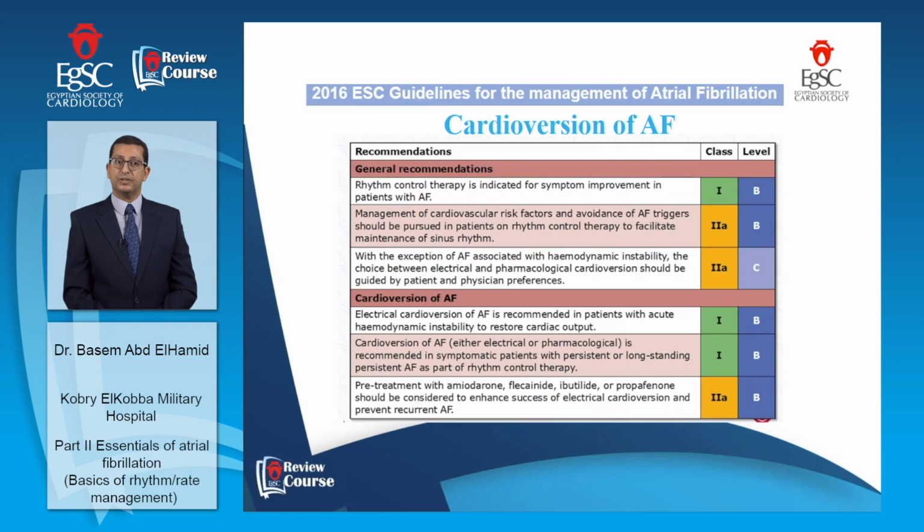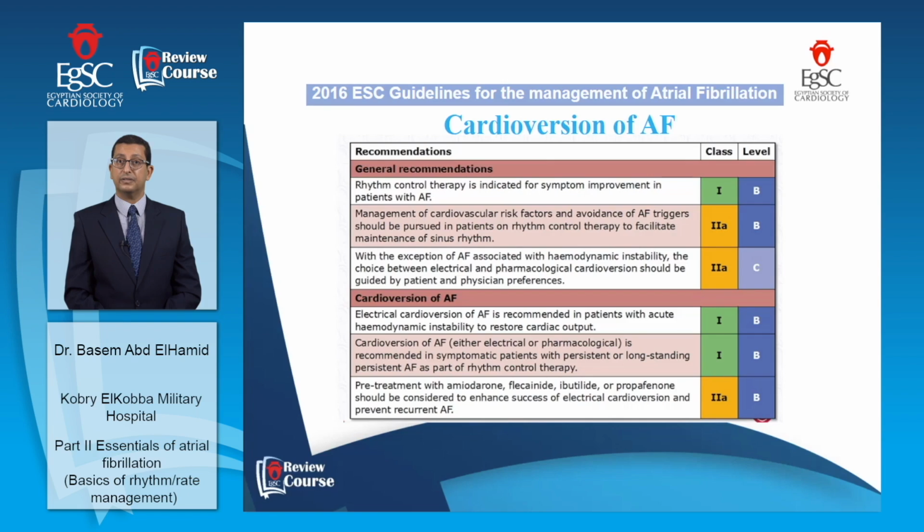What about the conversion? Electrical cardioversion of the AF is recommended in patients with acute hemodynamic instability to restore the cardiac output. It's class 1. Cardioversion of AF, either electrical or pharmacological, is recommended in symptomatic patients with persistent or long-standing persistent AF as part of rhythm control therapy. Class 1. Pre-treatment with amiodarone, flecainide, ibutilide, or propafenone should be considered to enhance success of electrical cardioversion and prevent recurrent AF.